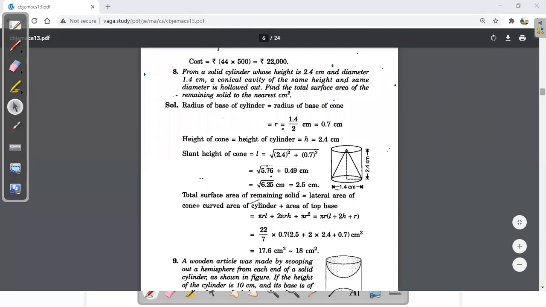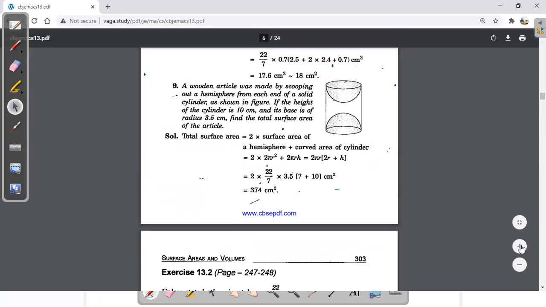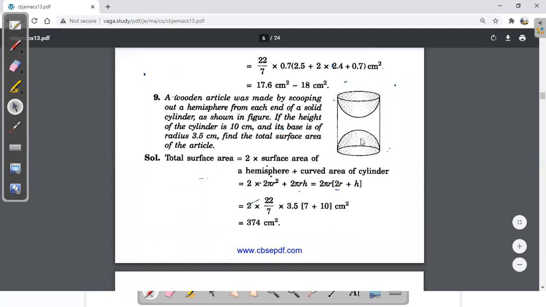Okay, so we are almost at the end of the exercise. That's question number 9 for you. This is a wooden article made by scooping out hemispheres from each end. So both ends, the hemispheres are scooped out, right? It's like this, the ends here also scooped out, here also scooped out. Height of the cylinder is given 10, radius is 3.5, the area of the article. So area of the article, first you have to find 2 pi RH, that is the curved surface area, and then from top, this is hemisphere, that is 2 pi r square, and here also you have scooped out a hemisphere, that is also 2 pi r square.